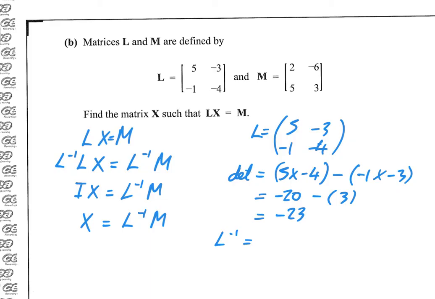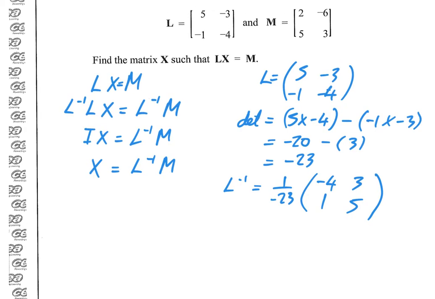Then we will just do your inverse. Your inverse is 1 over the determinant. Then you swap the elements in the leading diagonal, so the 5 and the minus 4 swap around. And you change the sign of the other elements, so that minus 1 and minus 3 become positive 1 and positive 3.